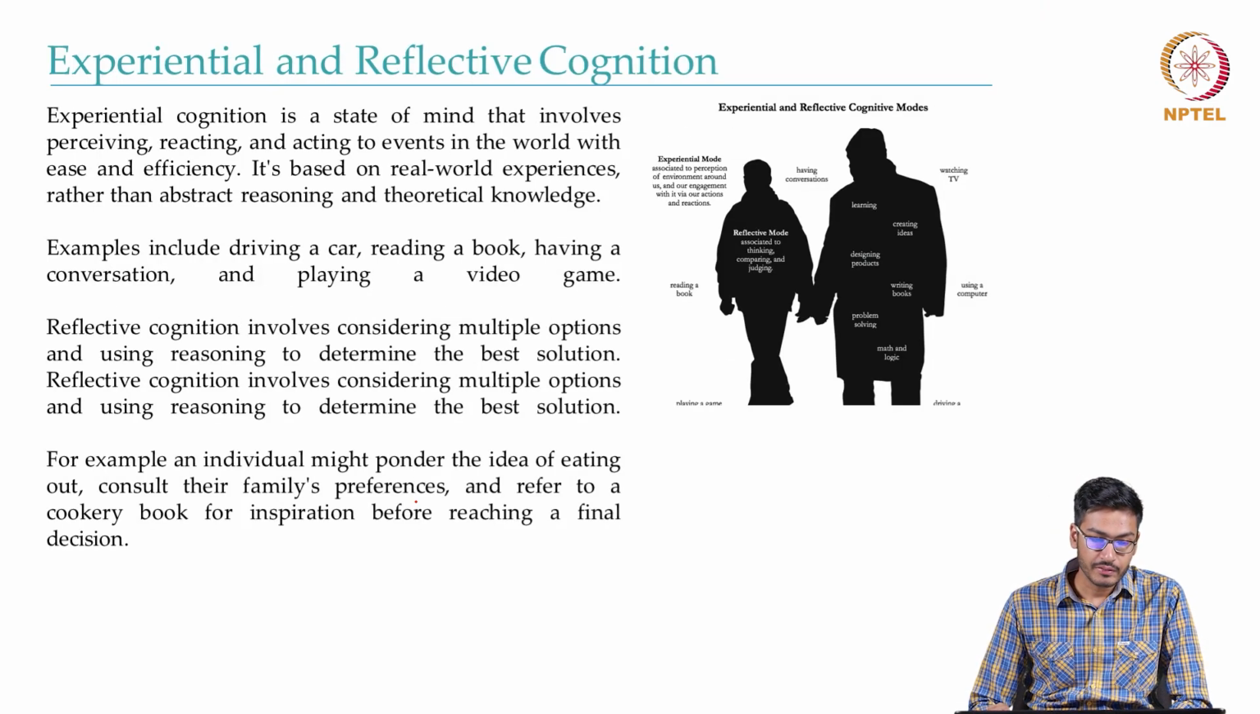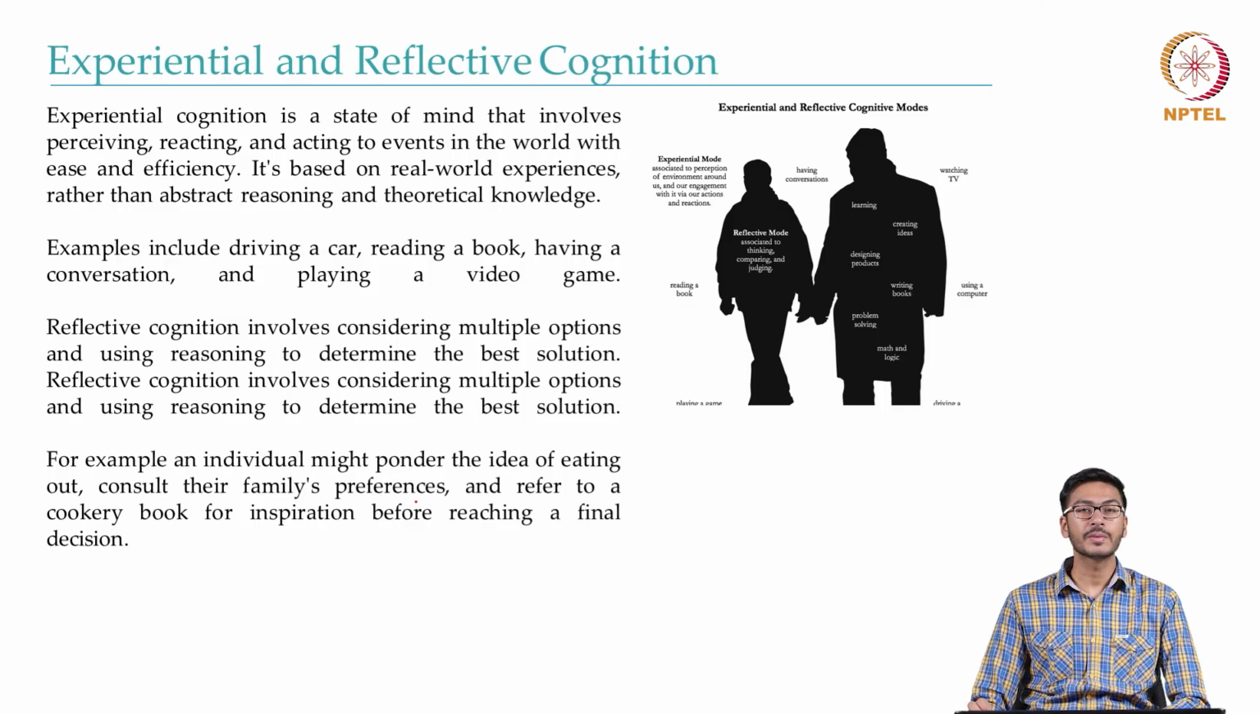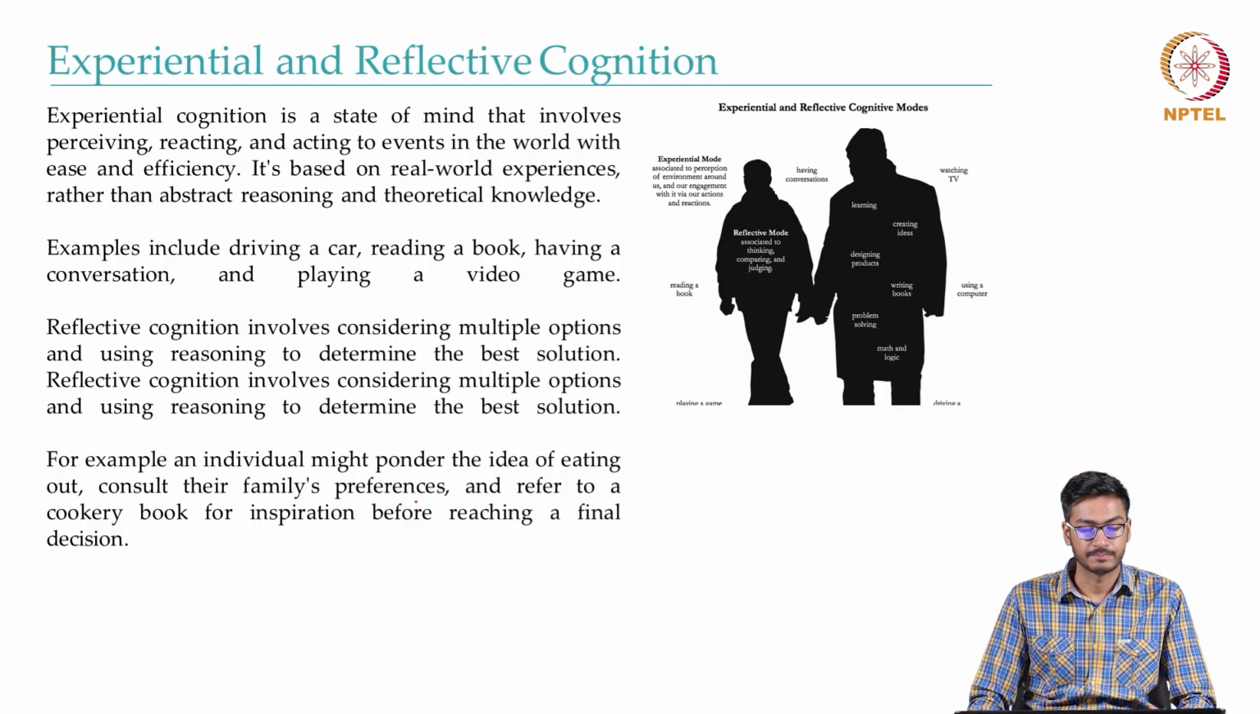Then we also have experiential and reflective cognition. Experiential cognition is simply the state of mind which involves perceiving, reacting, and acting to the events in the world with ease and efficiency. It is simply based on your real world experiences rather than reasoning and knowledge. This includes driving a car, reading a book, or having a conversation, or maybe something like playing a video game.